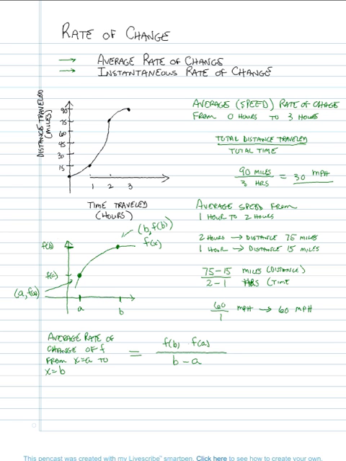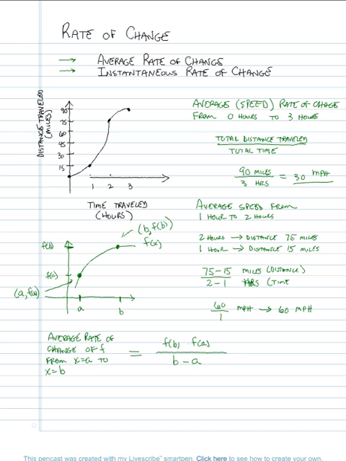And if you notice the way this compares to our example above, the f of b would have been the ending miles, the f of a would have been the beginning miles. So f of b minus f of a would be the number of miles. And b would have been the ending time, and a would have been the beginning time, and b minus a would have been the amount of time. So it's related to what we've already done.